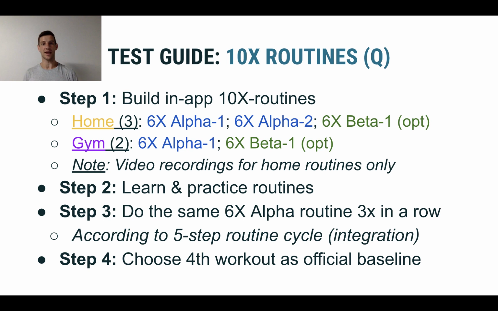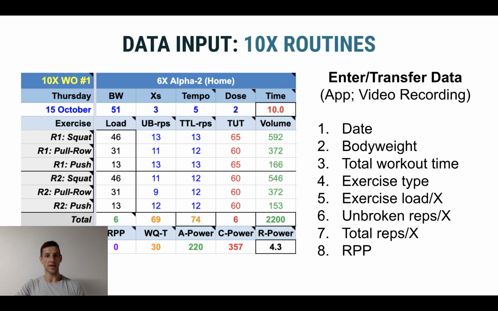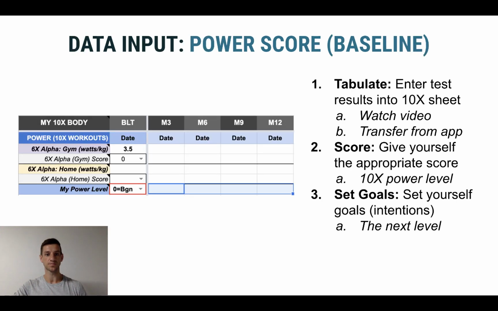And then again, nothing will change. You'll just continue to do that and try to improve workout to workout by means of watts per kilo as the master metric or the hallmark of 10x performance. Okay, so again, when you're done with each workout, you can insert it into the 10x routine tracking tab in your spreadsheet, inserting all these values.